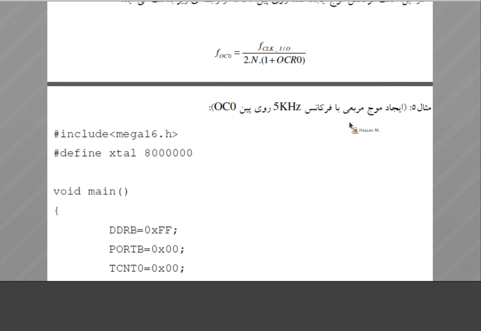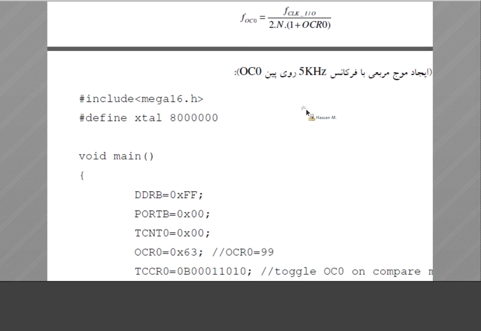And here is an example for working with the timer in CTC mode: clear timer on compare match. That's right. Generating a clock pulse with 5 kilohertz frequency on our pin OC0. A clock pulse is generated on OC0 at 5 kilohertz.